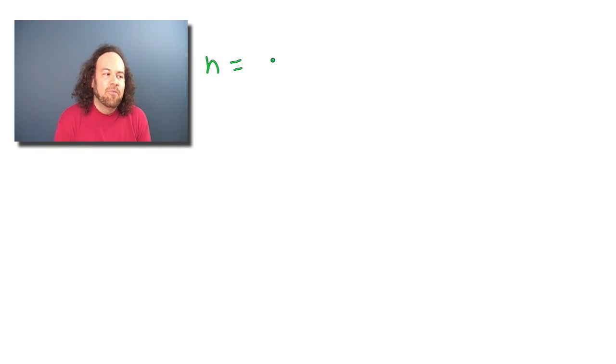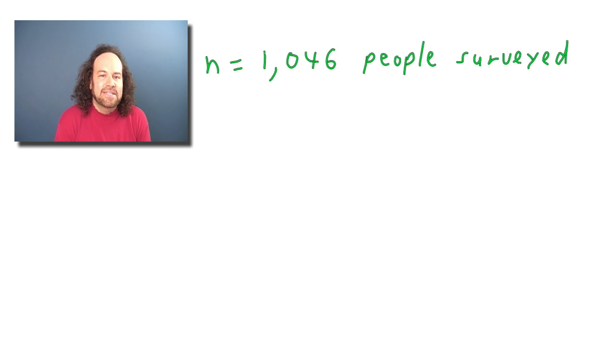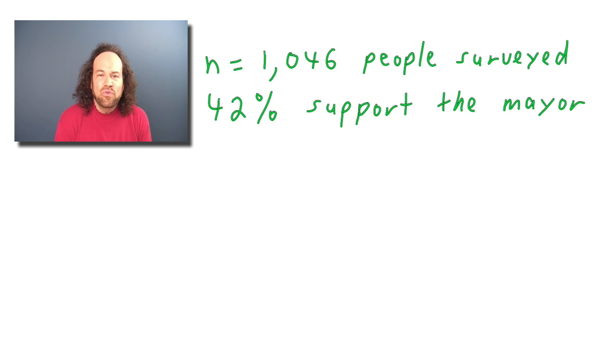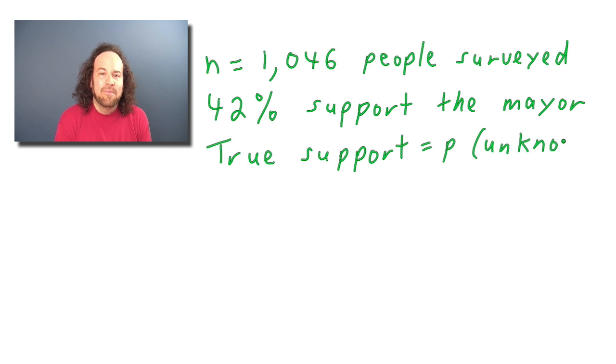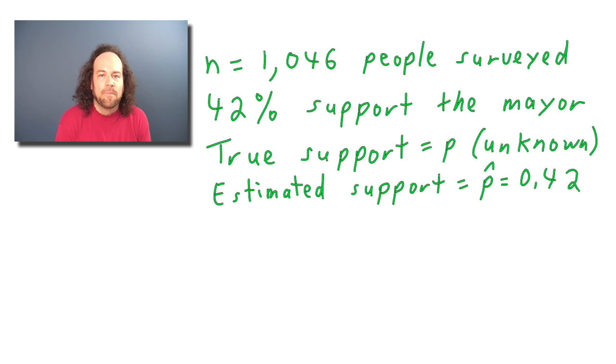Well, to consider that, let's start by remembering that the number of people surveyed was n equals 1,046, and the percentage of them which said yes, they support the mayor was equal to 42%. So that means the true support of the mayor, call it p, is unknown, but the estimated support of the mayor from this sample is equal to p hat, which is 42%, or 0.42.